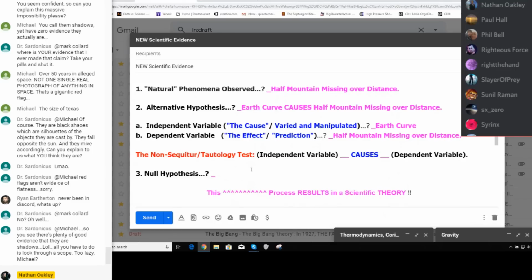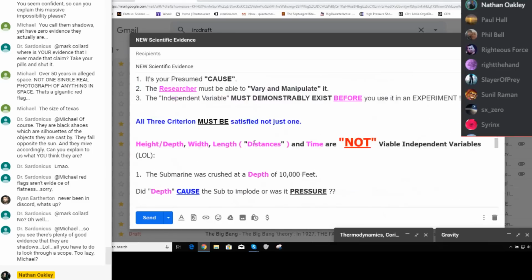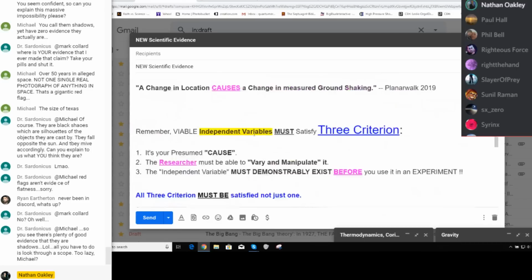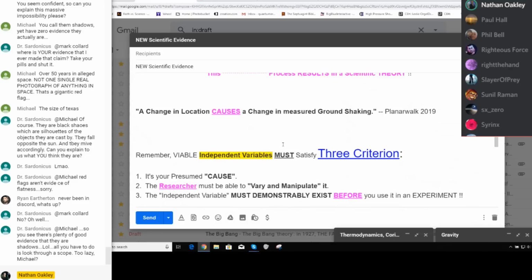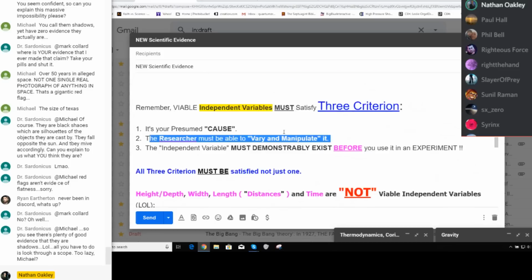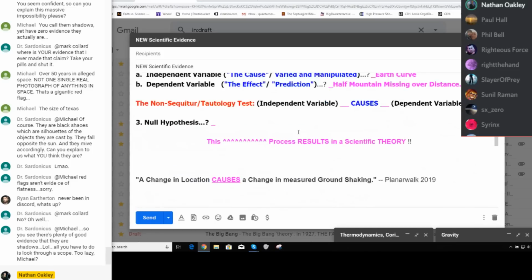So one way to look at it, or say it. Yes. Okay. So to be a viable independent variable, it must satisfy 3 criteria. Number 1, it's your presumed cause. Number 2, the researcher must be able to vary and manipulate it. We can stop right there. So you have to vary and manipulate Earth curve.